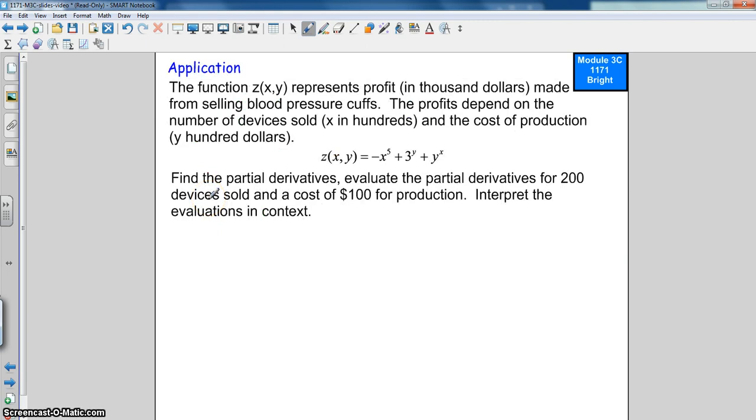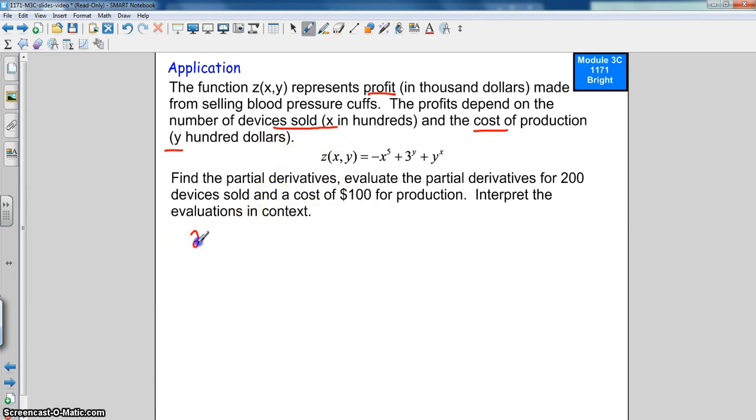Okay, application problem. We have z being profit from selling blood pressure cuffs. Profit depends on the number of devices sold, which is x, and the cost, which is y. We want to find the partial derivatives and evaluate them for 200 devices sold and $100 cost for production, and then we want to interpret the evaluations.